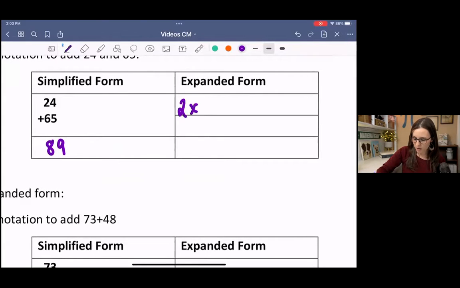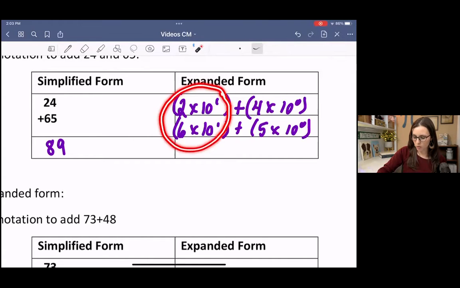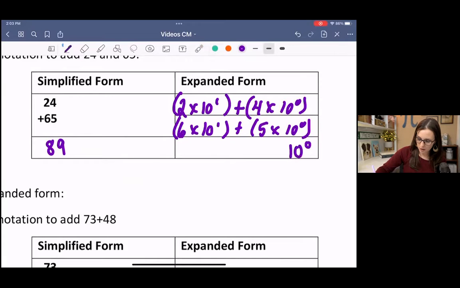So we have 2 times 10 to the first plus 4 times 10 to the 0. That's expanded form. And then 6 times 10 to the first plus 5 times 10 to the 0. Now this is where the distributive property comes into play. We're adding these two, well actually, sorry, let me start on the right side. We're adding these two, and since they both share a 10 to the 0, we pull that outside and we add B and C. So this represents A from our distributive property, and these represent B and C.